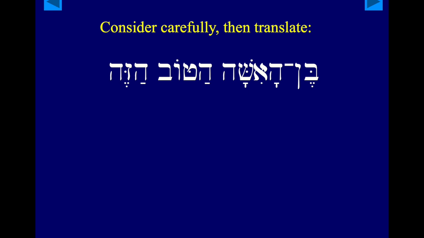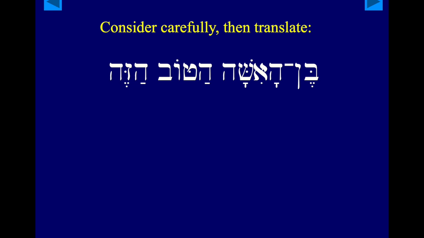Okay, so consider this phrase carefully, and then let's translate. We're going to combine a few things that we just recently learned and see if we can hold on to all that together. So, ben ha'isha ha'tova ha'zeh. Ben meaning son, ha'isha meaning the woman, ha'tov meaning the good, hazeh meaning this.